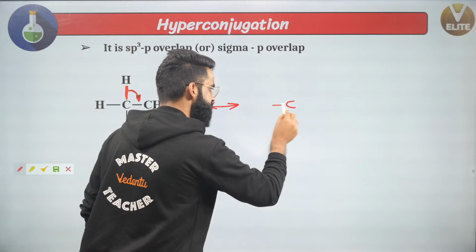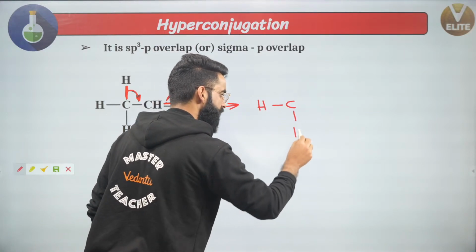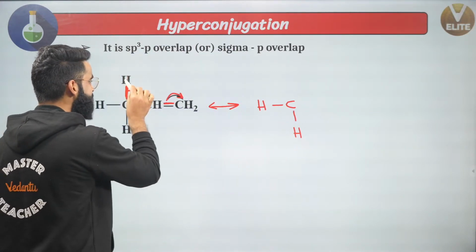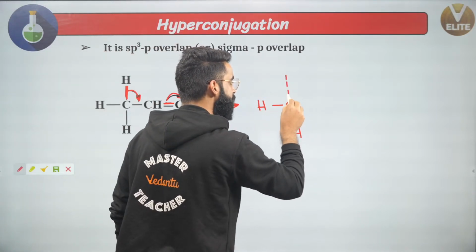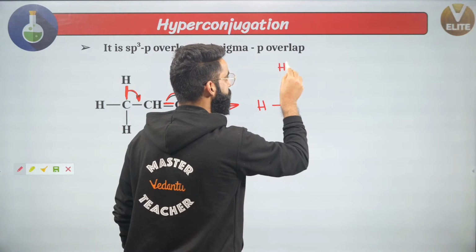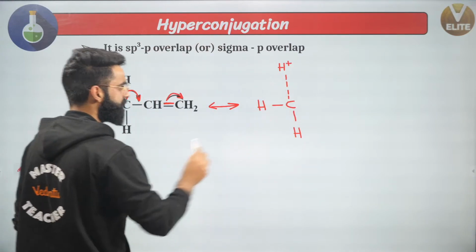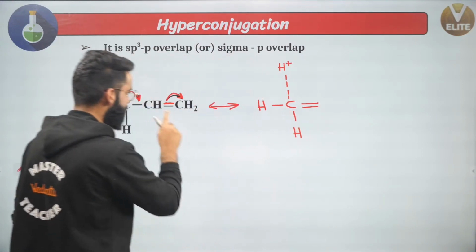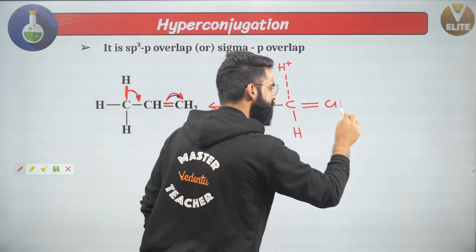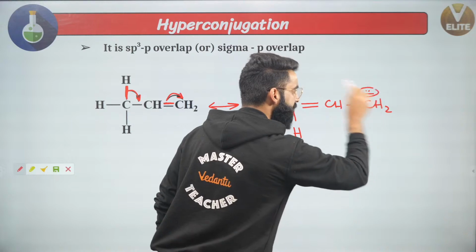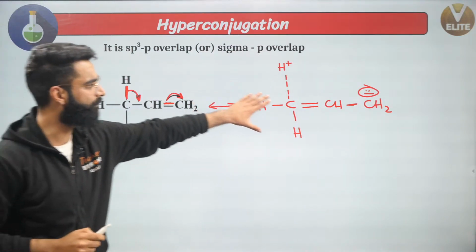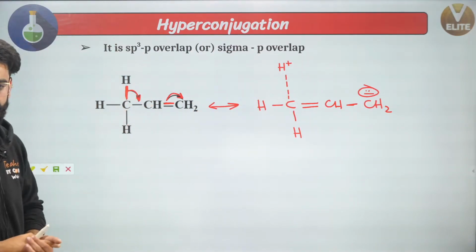This is carbon, this is one hydrogen which is as such, one more hydrogen which is as such. Now this hydrogen is not going to leave entirely as H positive, it is still going to remain in the vicinity of the molecule, as H positive, correct? And over here you'll have a double bond, and right here it is CH, single bond, CH2, and on the CH2 you have got the negative charge right here. This is one of the hyperconjugated structures of this molecule.